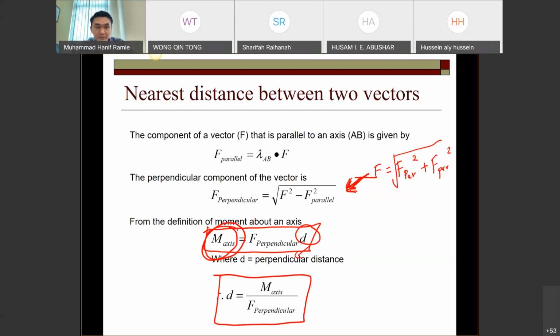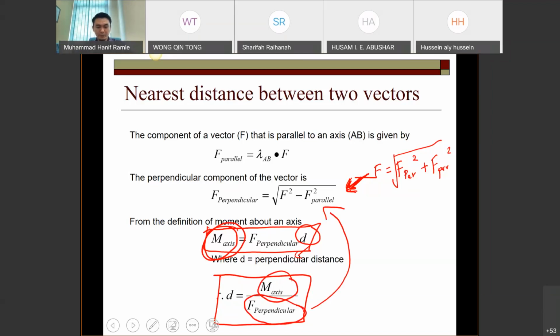So basically, the first thing you have to determine for the nearest distance D is M axis, as shown in the previous example. Then you have to determine F perpendicular using this equation.